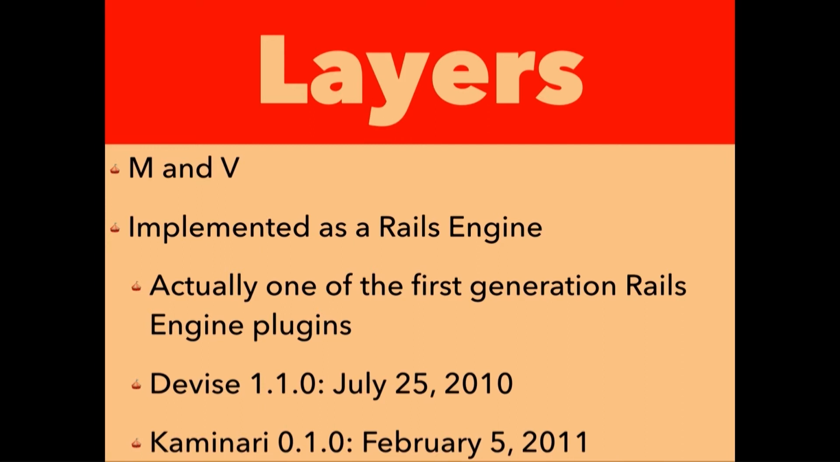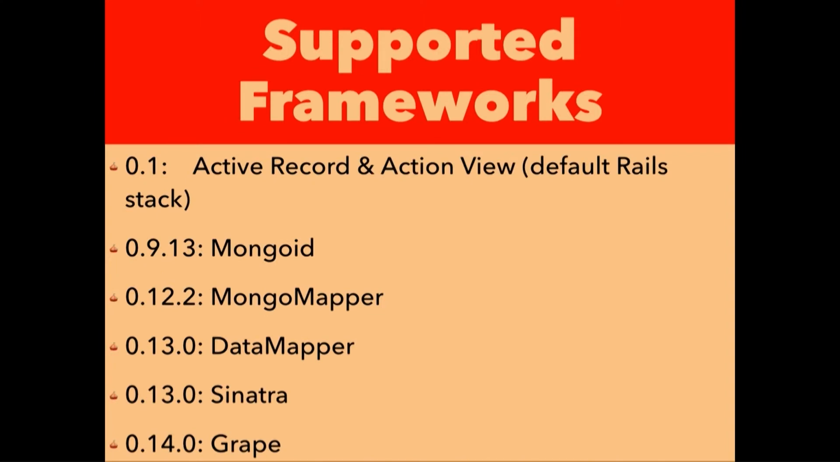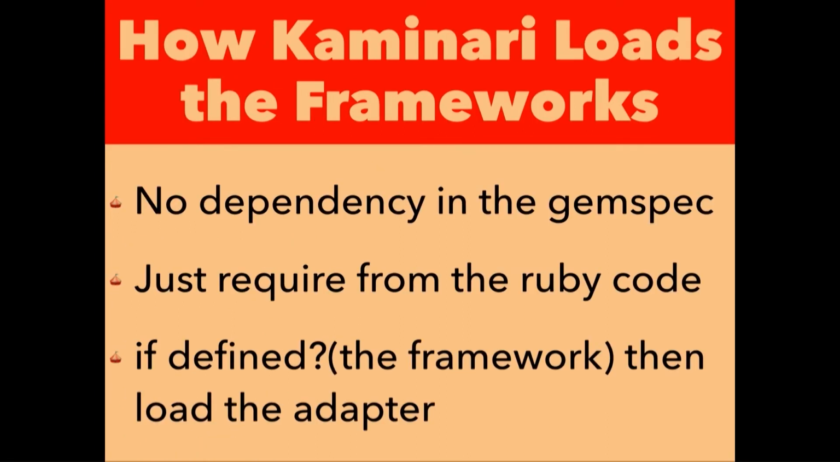Actually, Kaminari is one of the very first generation Rails engines, as far as I know. As far as I know, Devise is the only Rails engine plugin that existed before Kaminari, right? And as I said, Kaminari supports multiple frameworks, as shown in this list. It initially supported only the default Rails stack, Active Record and Action View. Then gradually added supporting frameworks like this. So, how does Kaminari load the frameworks? Kaminari doesn't define any dependency on them in the gemspec. It just requires these frameworks from the Ruby code, then loads the Kaminari adapter for them if the framework was found.